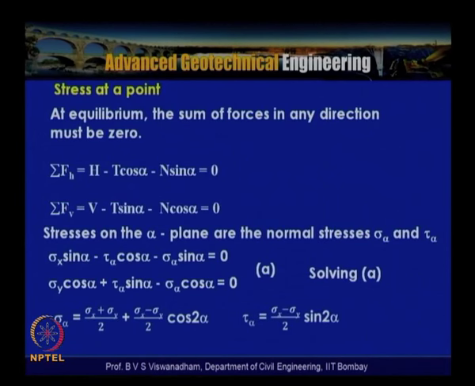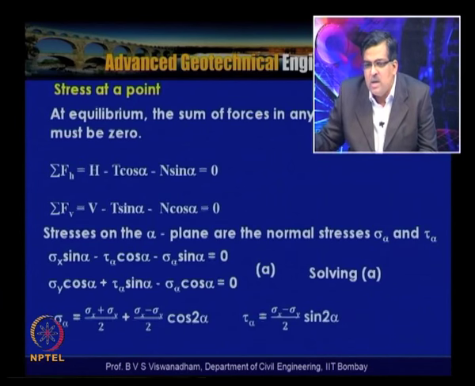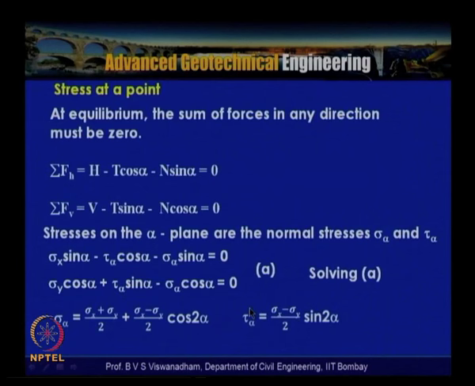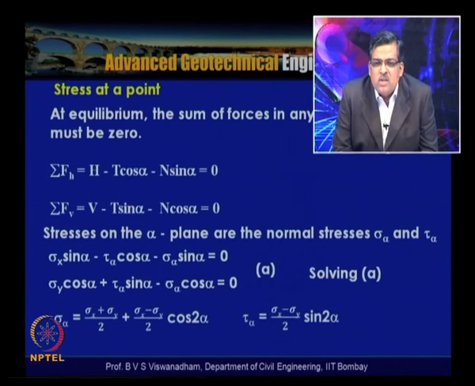the stresses on the alpha plane, that is the plane AC, are the normal stress sigma alpha and the shear stress tau alpha. That means sigma alpha is the normal stress on the plane inclined at an angle alpha with the horizontal AB. So sigma x sin alpha, because that is the horizontal force, minus tau alpha cos alpha minus sigma alpha sin alpha is equal to 0. Similarly sigma y cos alpha plus tau alpha sin alpha minus sigma alpha cos alpha is equal to 0.